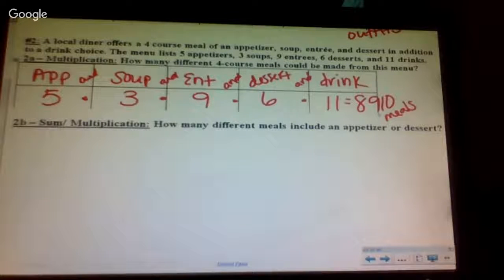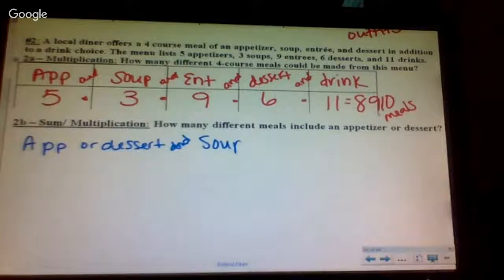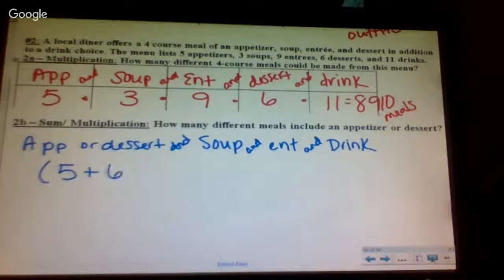Part B says, how many different meals include an appetizer or dessert? So, here we go. We're getting an appetizer or dessert, and a soup, and an entree, and a drink. So you multiply those plus the dessert. Okay, so how many options do I have for appetizer or dessert? 11. Okay, so appetizer or dessert is 5 plus 6.